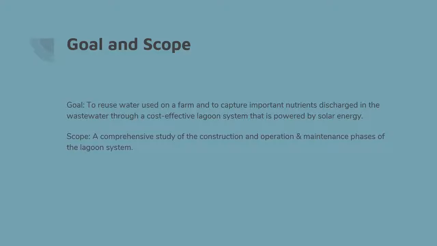The goal of this study is to analyze and discuss the economic and environmental impacts of the lagoon system on a small-scale livestock farm in Costa Rica. The scope of this project is to perform a comprehensive life cycle analysis along with a comprehensive economic analysis to determine if this project is viable on a larger scale. With a water treatment system already built, this study will determine if the lagoon portion is economically and environmentally beneficial.